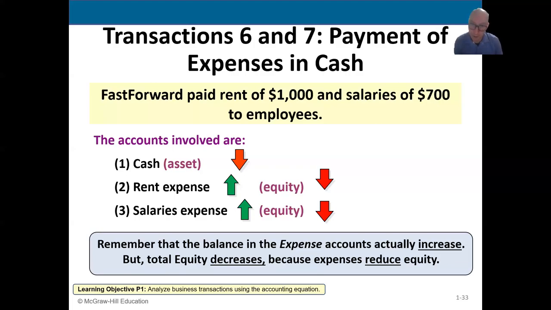So here's what we did. We paid rent $1,000. We paid our employees $700. We debit our rent expense $1,000. We debit our salaries expense $700. Then we credit our cash $1,700. You'll see that the debits equal credits: 1,000 debit rent, 700 debit salaries, that's 1,700. We credited $1,700 in cash. It's basically two transactions rolled into one for the journal entry, to make it easy.